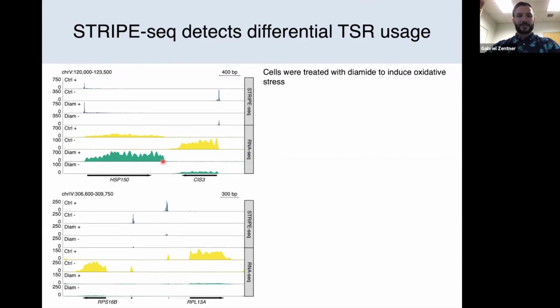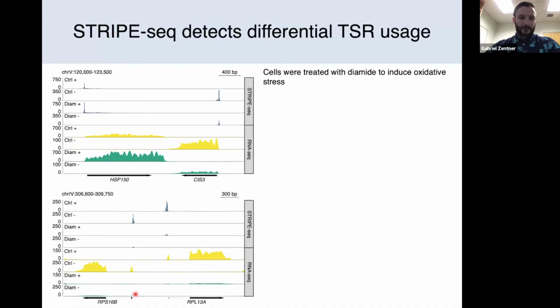So we have a region of the genome which has HSP150. It's a protein that associates with the cell wall and is upregulated in response to stress. We see that STRIPE-seq signal is moderate in control conditions and is markedly increased when the cells are stressed. And this corresponds to increased total RNA or poly-A RNA-seq signal. And at the divergent cis3 gene, we see the opposite phenomenon. Initiation decreases, as does overall expression of this gene.